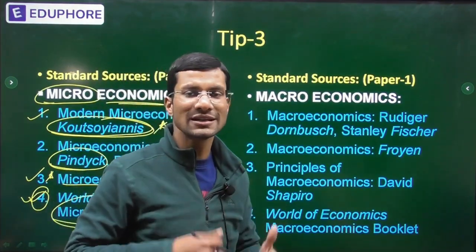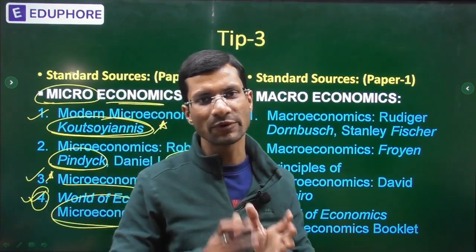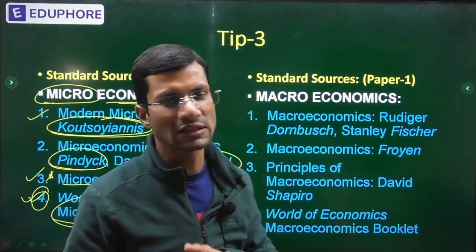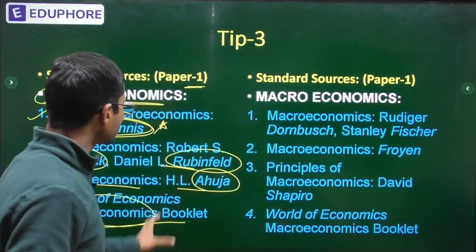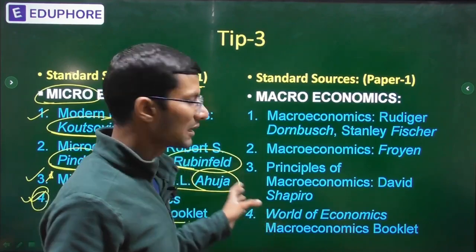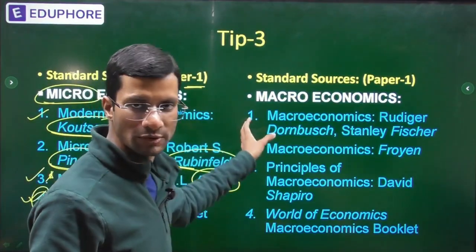So unless and until we have prior experience or expertise in a particular subject, we won't be able to find out these interlinkages on our own, okay? That is, which topic to pick from which of the books, okay?